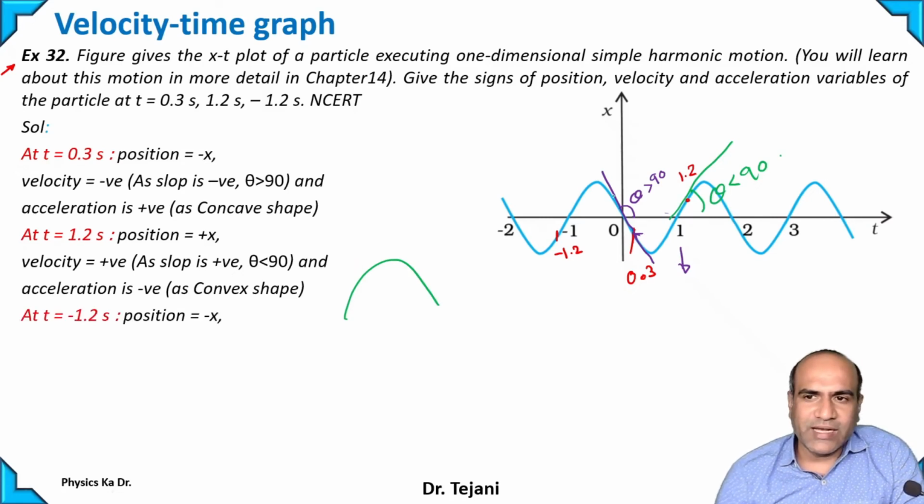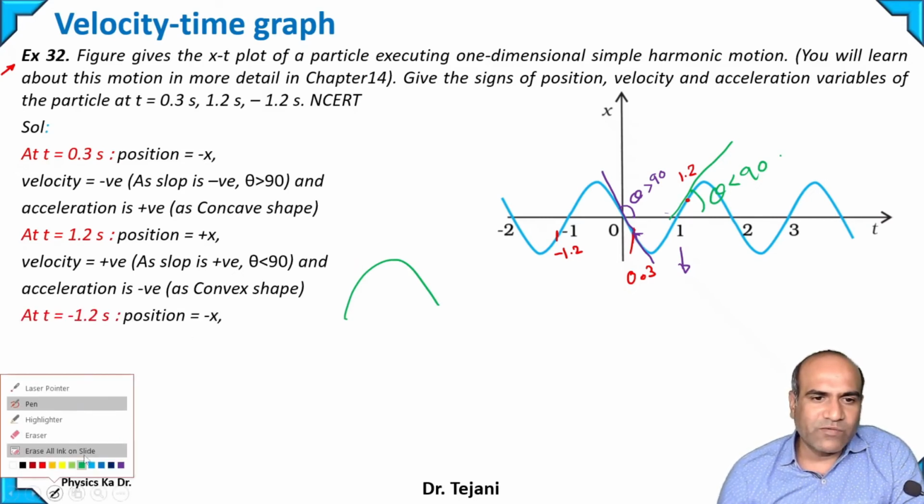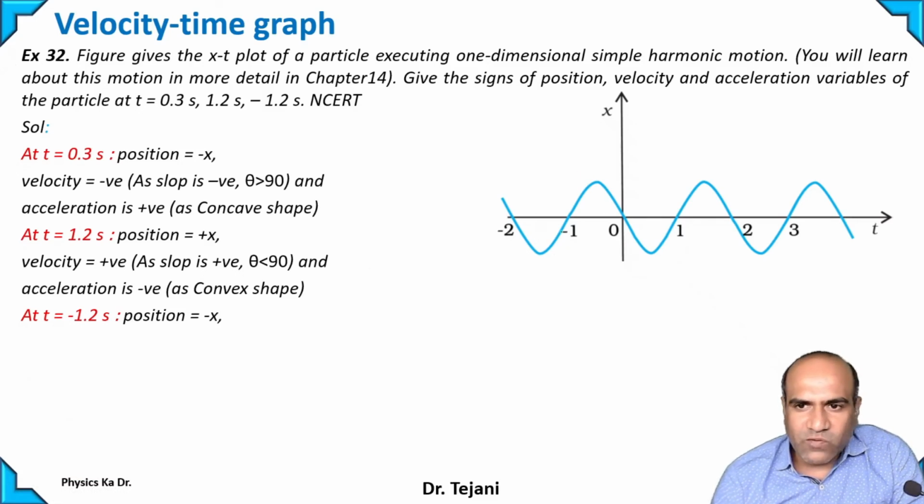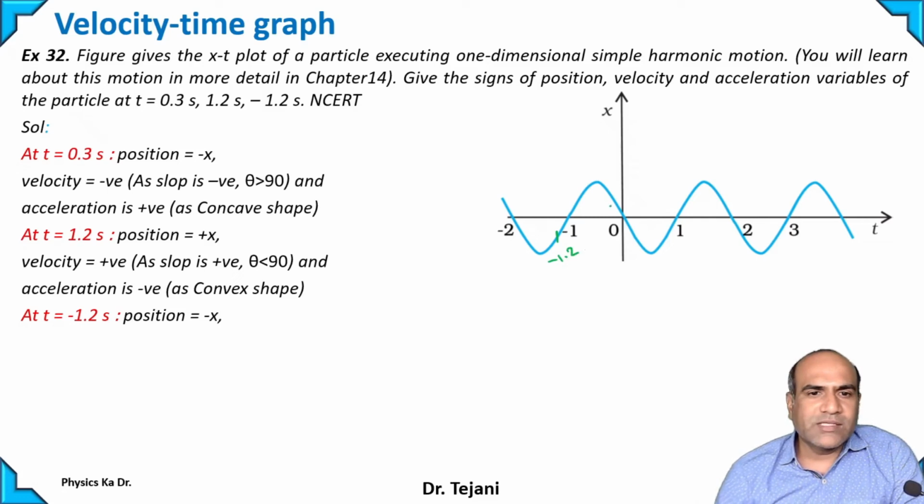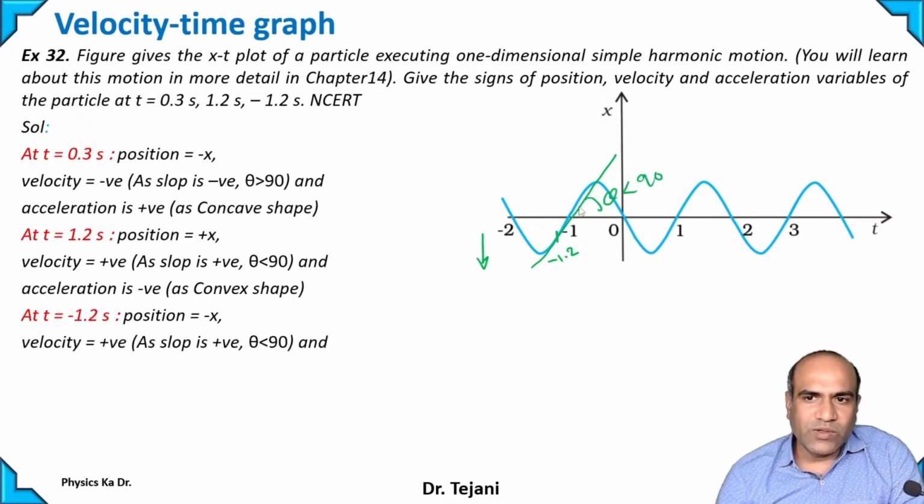At negative 1.2, somewhere here, x is negative, directly visible. X is below this axis, so it is negative. What about velocity? Let's take here. This theta is less than 90 degrees, so velocity is positive. What about acceleration? The shape is concave, that means acceleration is positive.